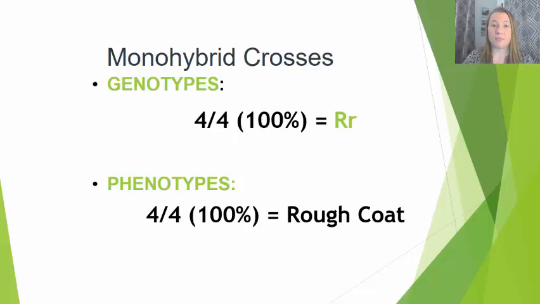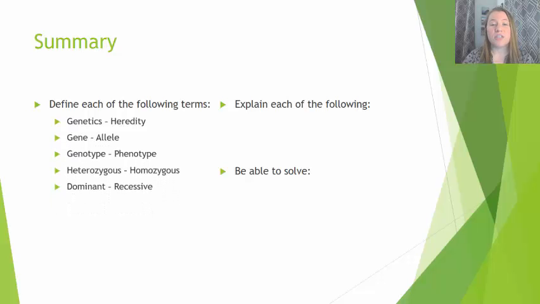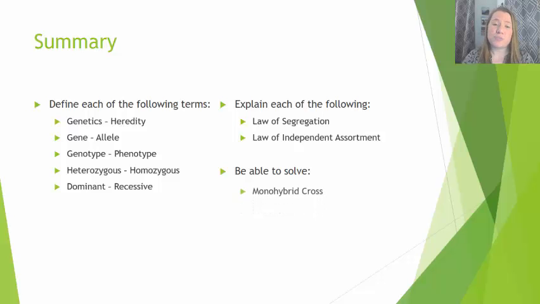Now, in summary, you should be able to define each of the following words: genetics versus heredity, gene versus allele, genotype versus phenotype, heterozygous versus homozygous, and dominant versus recessive. You should also be able to explain the law of segregation and the law of independent assortment, and you should be able to solve a monohybrid cross.